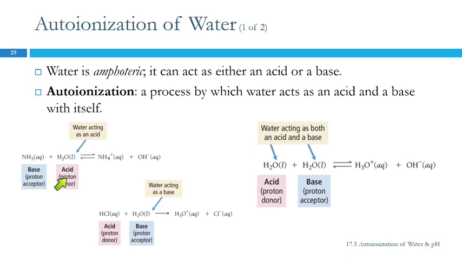Here we have water acting as an acid. It donates the hydrogen. It makes hydroxide. Here we have water acting as a base. It accepts the hydrogen, makes hydronium ion. And water does this with itself. Okay?